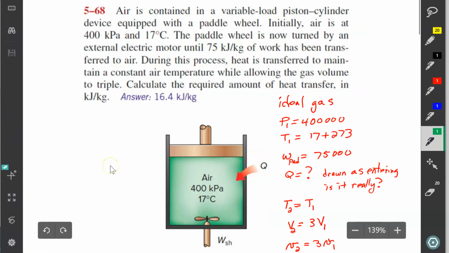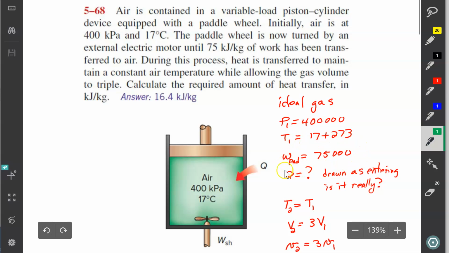Okay, all I've done here is write down some of the things that we know about this. It's an ideal gas. Notice that I'm going to use the standard units, so everything in newtons, meters, seconds. So kilopascal, I want pascals, and so the pressure is 400,000. Also, because this is an ideal gas, I'm going to use absolute temperatures. So the T1 is 17, and you add 273 to get Kelvin. The work from the paddle is equal to 75,000.